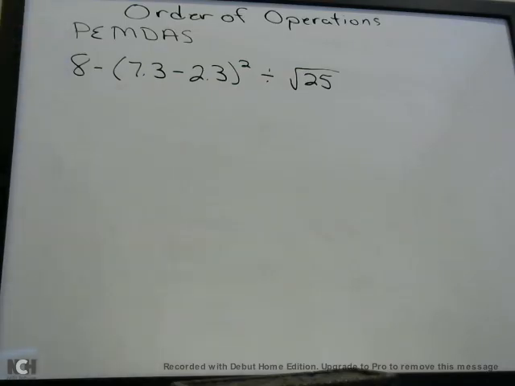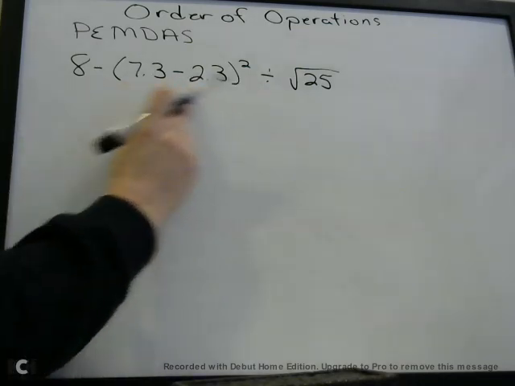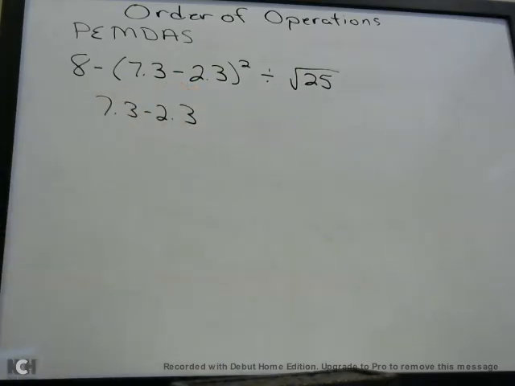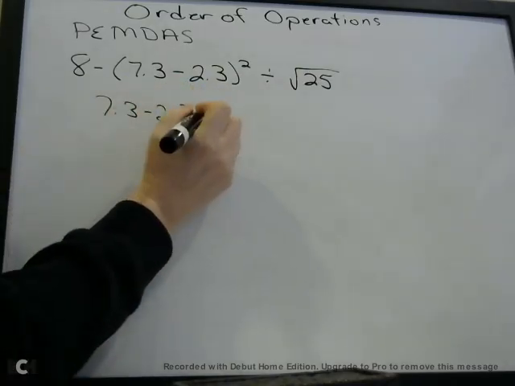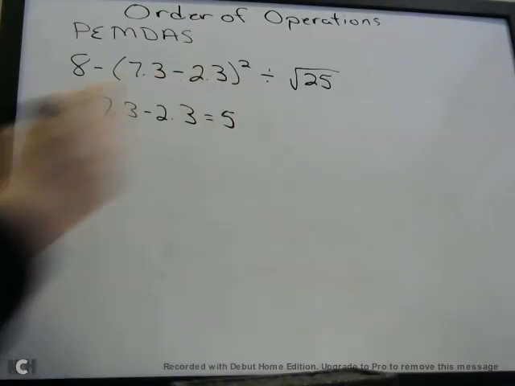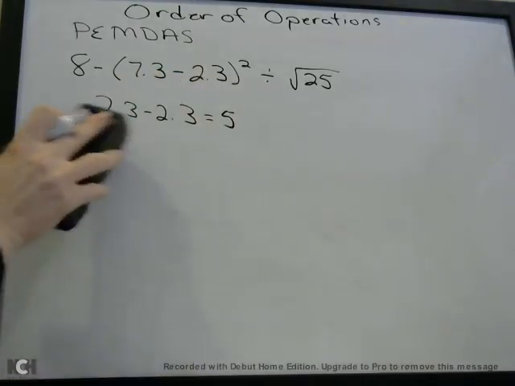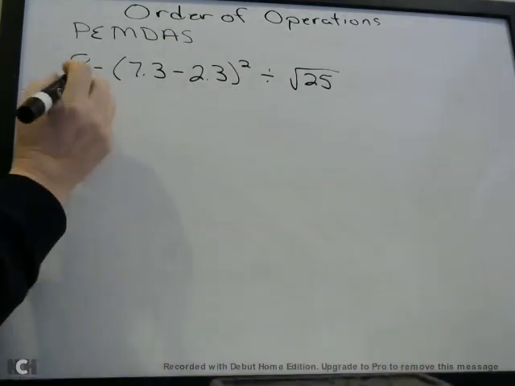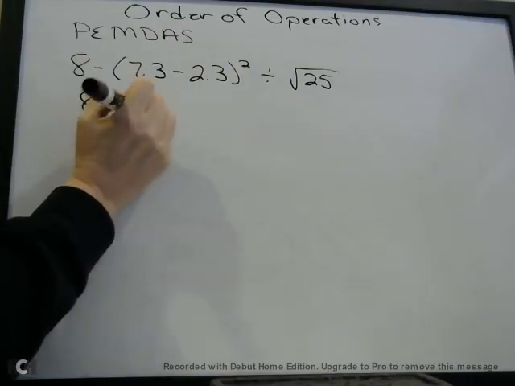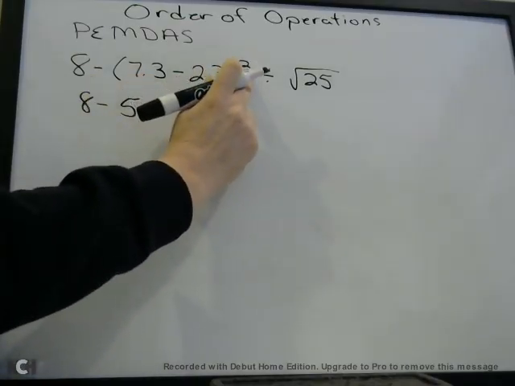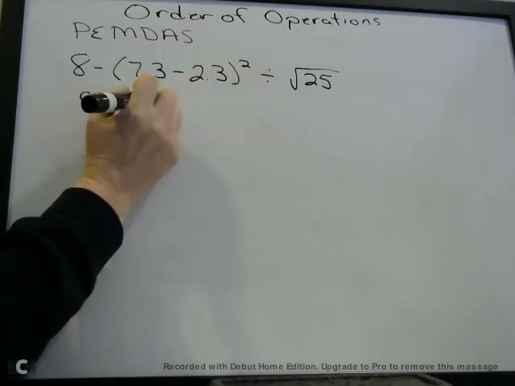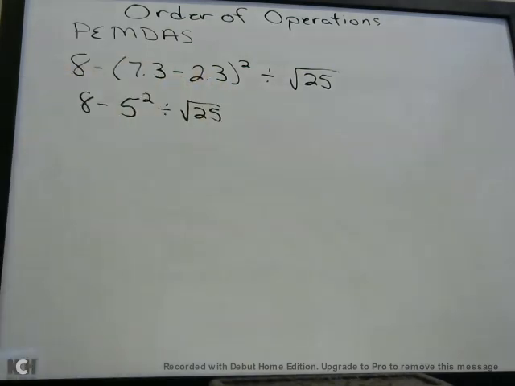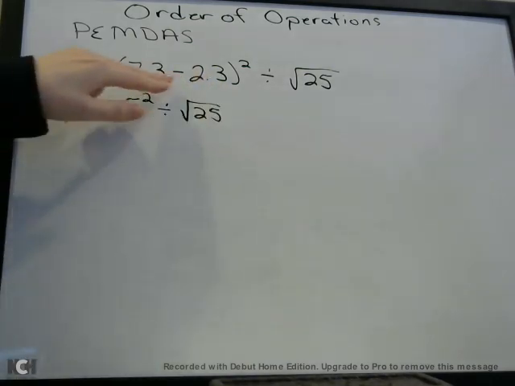So we start with P, parentheses. Well, we do have a parentheses. We have 7.3 minus 2.3 in that parentheses. So we evaluate that. What's 7.3 minus 2.3? That's just 5. So instead of writing 7.3 minus 2.3, we're just going to write 5 in there. So I'm just going to copy down everything else. 5, but you can't forget this exponent that's still on there. So you have to write that squared symbol. So now we have 8 minus 5 squared.